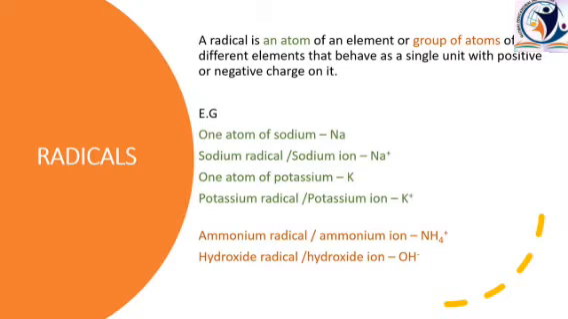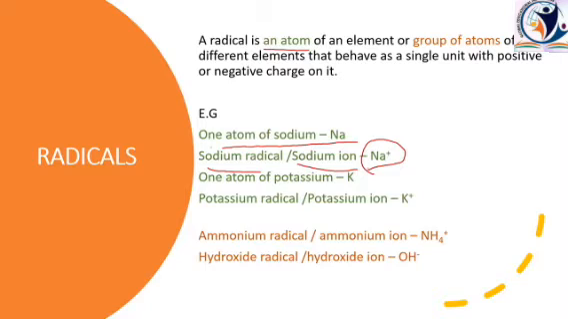Next is radicals. A radical is an atom of an element or group of atoms of different elements that behave as a single unit with positive or negative charge on it. Let us explain with the help of an example. Radical is an atom of an element. For example, one atom of sodium is represented as Na, and when we write sodium in the form of radical, that is sodium radical or sodium ion, it is written as Na plus. The plus sign is given as a small superscript or in the form of power.